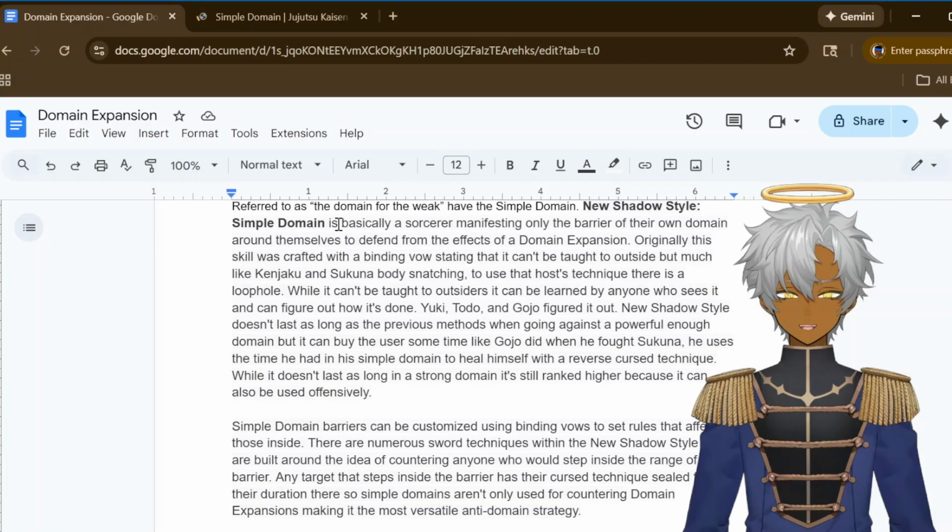Referred to as the domain for the weak, we have the simple domain. New Shadow style simple domain is basically a sorcerer manifesting only the barrier of their own domain around them to defend from the effects of a domain expansion. As we talked about before, a domain has a barrier, and the barrier can be interfered with by creating another barrier, as we saw with Hollow Wicker Basket.